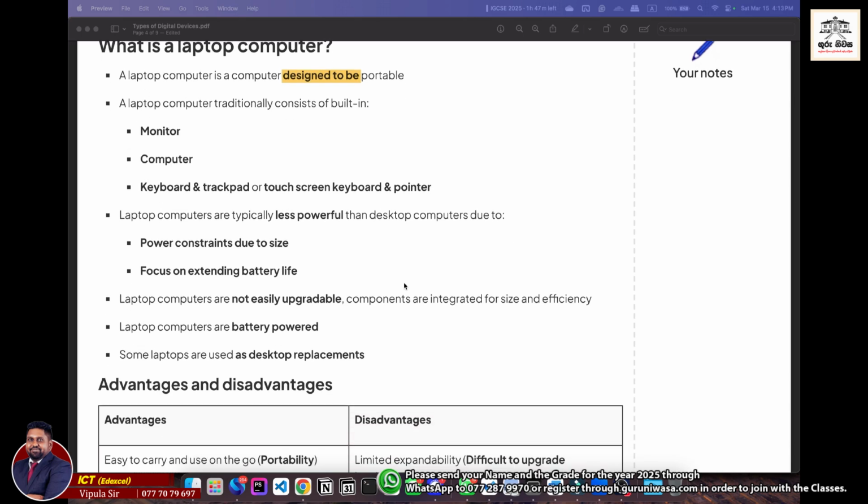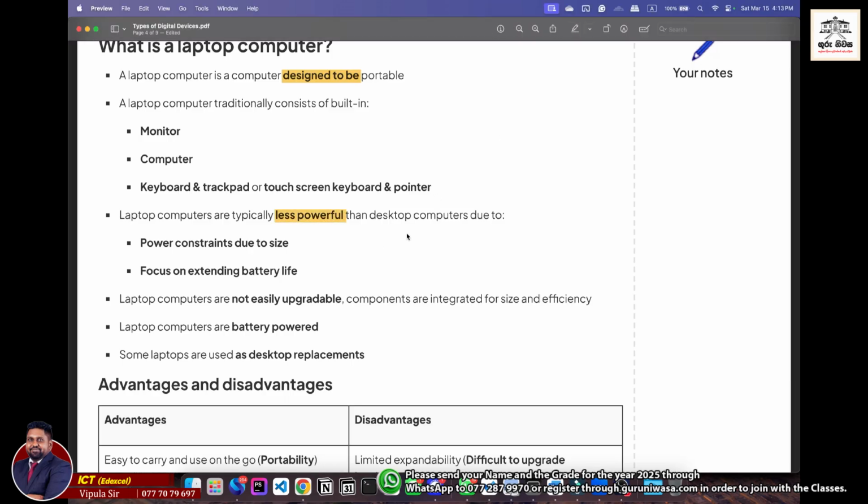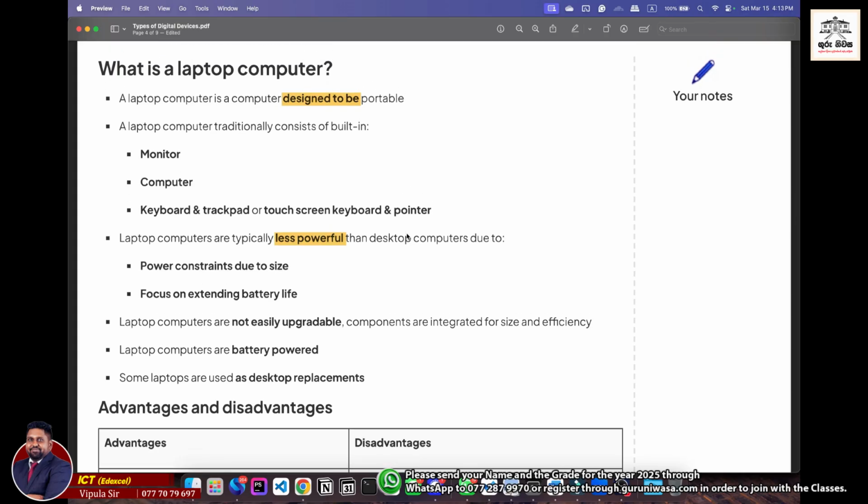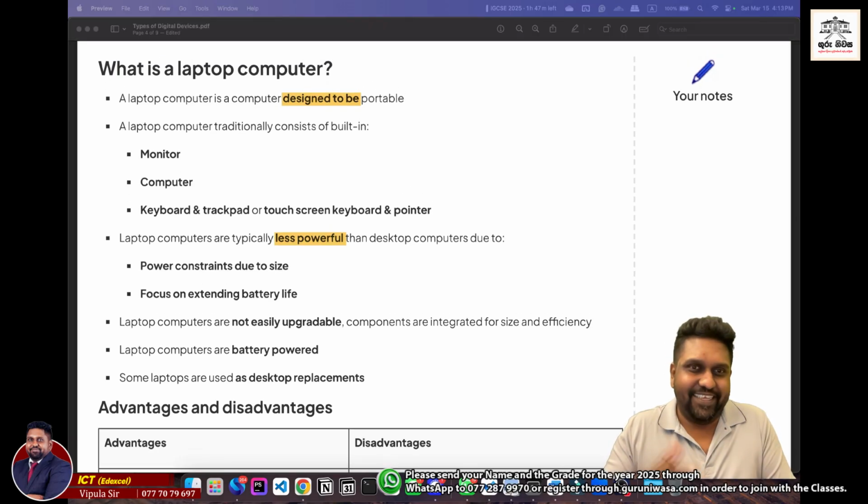So laptop computers are, here we call it less powerful, but just go with the flow. Don't try to fight it, because yes, we know we do have powerful laptops, but still, if you do a direct comparison, a laptop is less powerful than a desktop. That is mainly because, remember, this can be a question, laptops are typically less powerful primarily because of the power constraint.